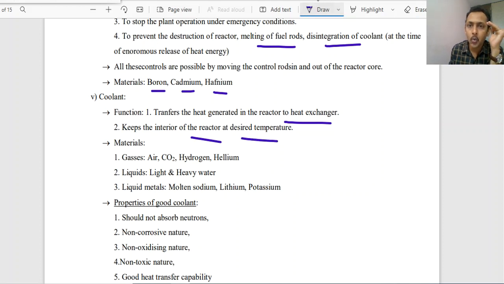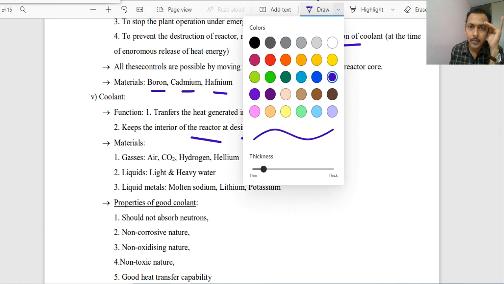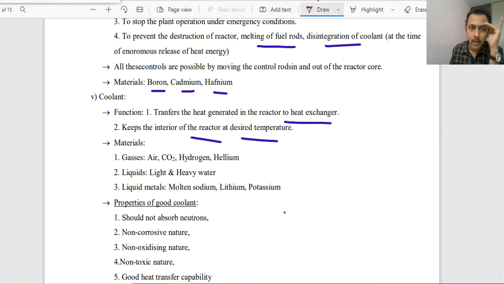This coolant is required, and the most commonly used materials are, if it is a gaseous type coolant, air or carbon dioxide, hydrogen and helium. If it is a liquid, lightly doped or heavy water will be used as a coolant. And if it is liquid metals, molten sodium, lithium and potassium are to be used as coolant materials.